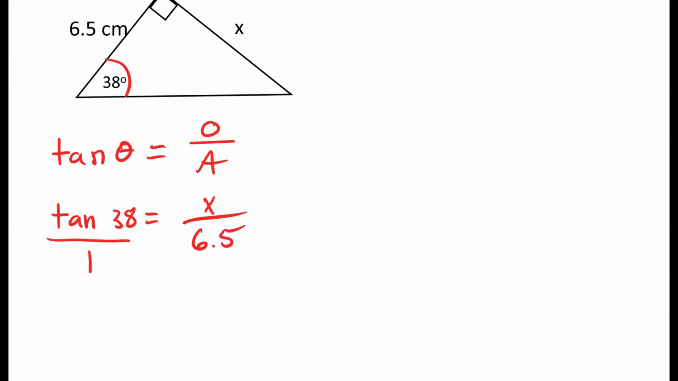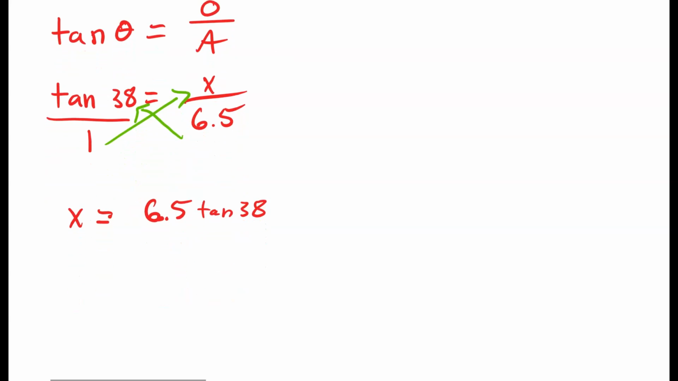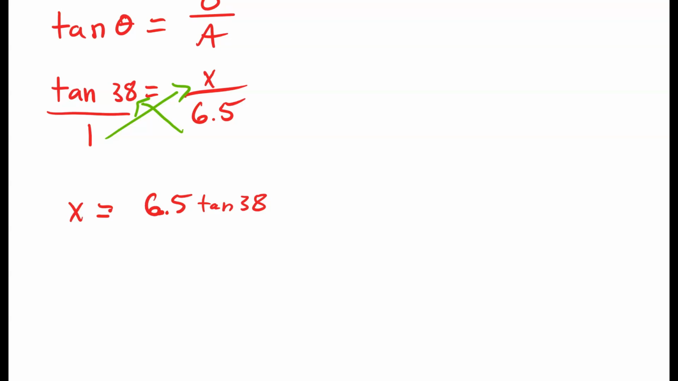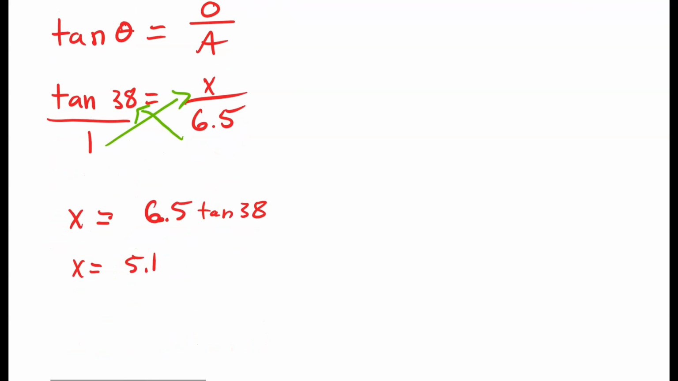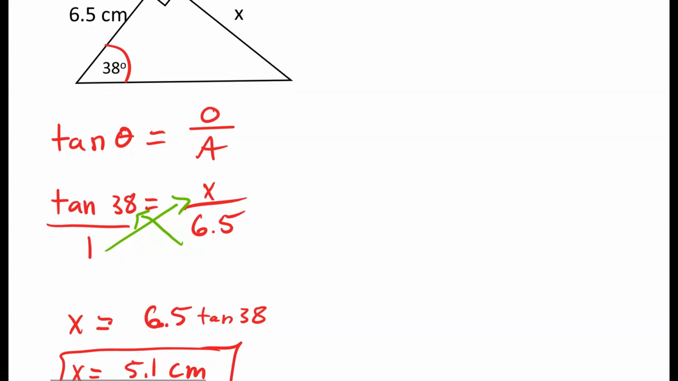Reminder that this would be over 1, and what we want to do is our cross multiplication. So we'd cross it over here, and what we end up with is x is equal to 6.5 tan 38. We do 6.5 multiplied by tan 38, and we're going to get x is equal to 5.1, and we want to double check our unit. Our unit is centimeters, so we're going to have 5.1 centimeters as our final answer for what x would be.